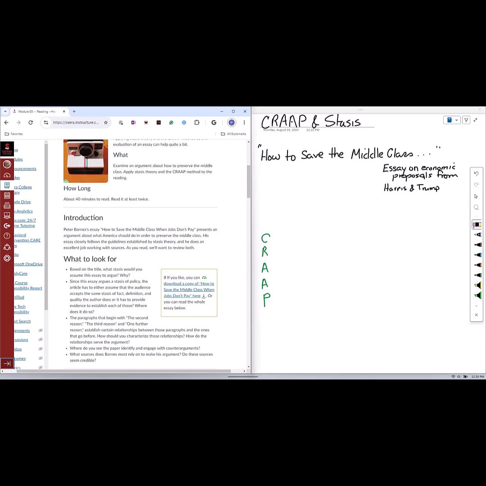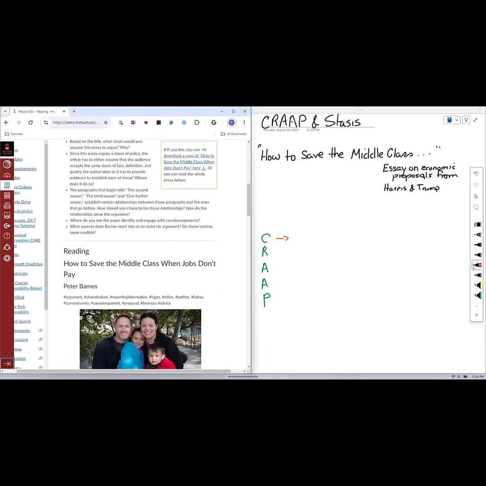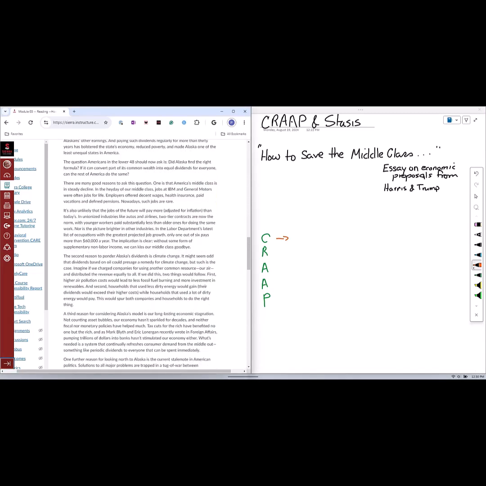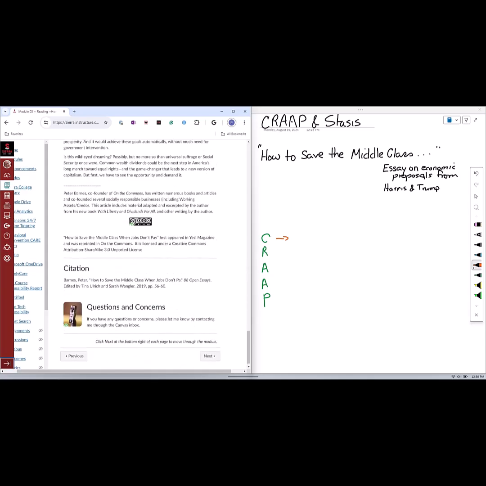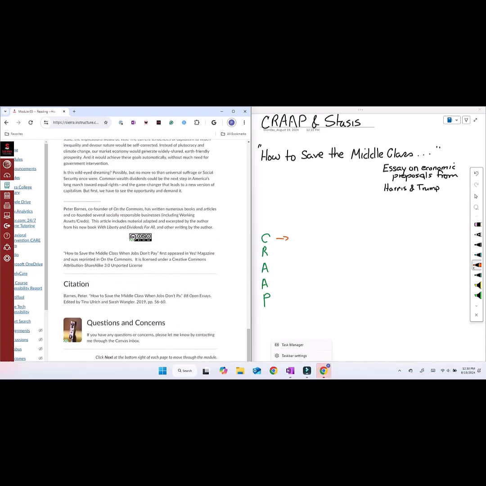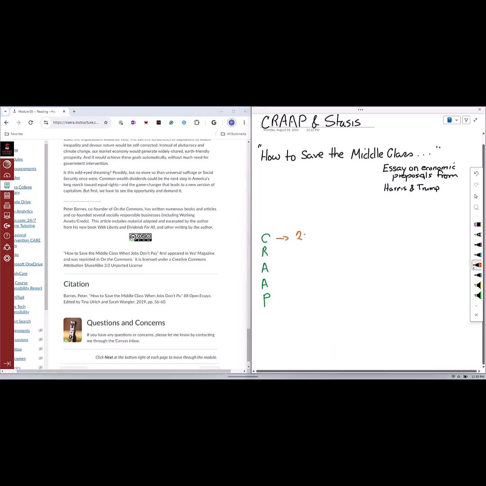So remember, our first question in the CRAAP method is currency, and we need to figure out when this thing was published. So if we scroll down, we will see that it was published in 2019. So 2019, that's about 5 years. It's probably pretty current.